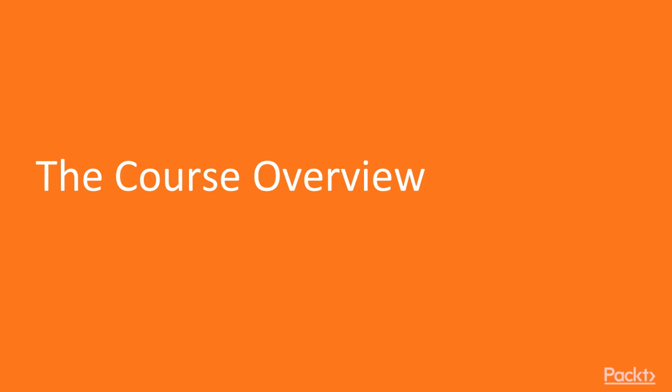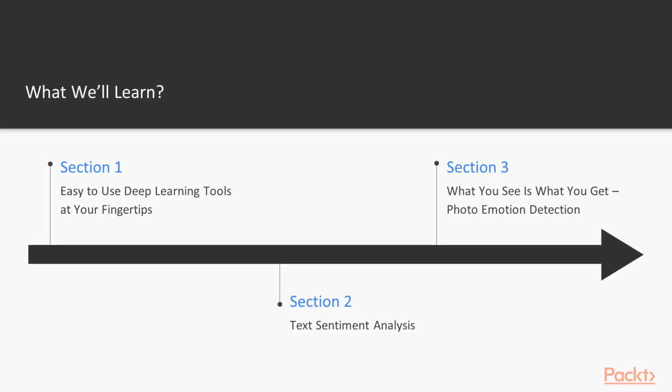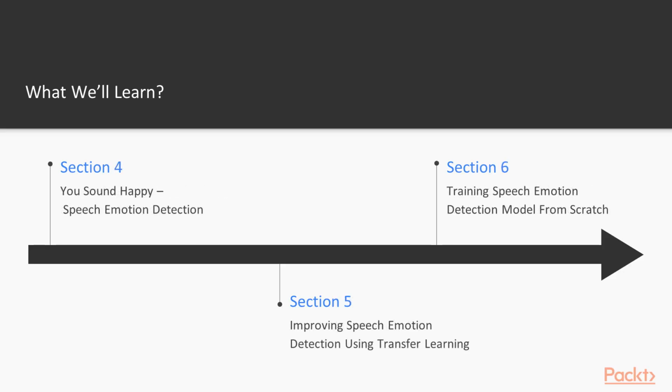So let's have a look at the course. We have 6 sections, and in each section, apart from the first one, I want to give you a slice of what you can actually do with JavaScript and deep learning methods. My goal here is to give you fast results quickly. I want you to see the results in each section.